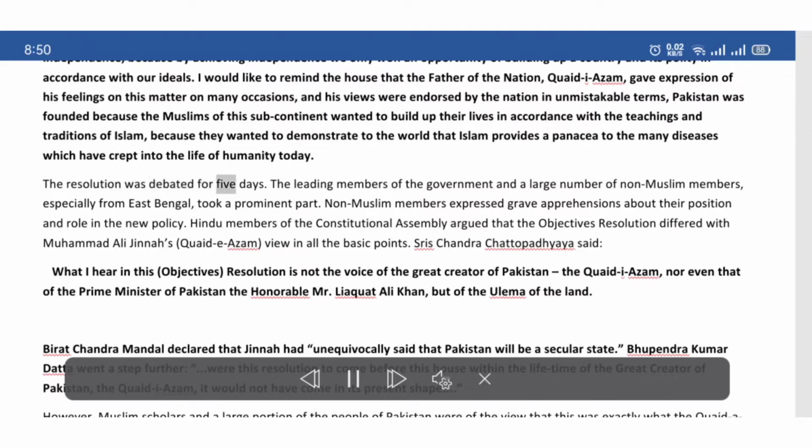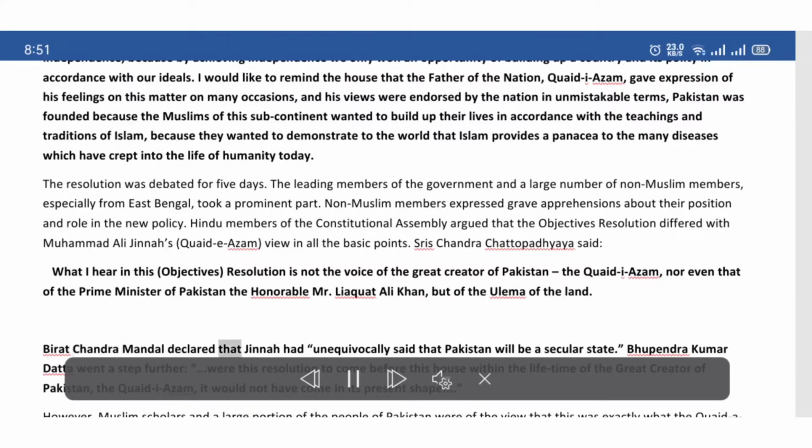The resolution was debated for 5 days. The leading members of the government and a large number of non-Muslim members, especially from East Bengal, took a prominent part. Non-Muslim members expressed grave apprehensions about their position and role in the new polity. Hindu members of the Constituent Assembly argued that the Objectives Resolution differed with Muhammad Ali Jinnah's, Quaid-i-Azam, view in all the basic points. Shrees Chandra Chattopadhyaya said, "What I hear in this Objectives Resolution is not the voice of the great creator of Pakistan, the Quaid-i-Azam, nor even that of the Prime Minister of Pakistan, the Honourable Mr. Liaquat Ali Khan, but of the ulama of the land."